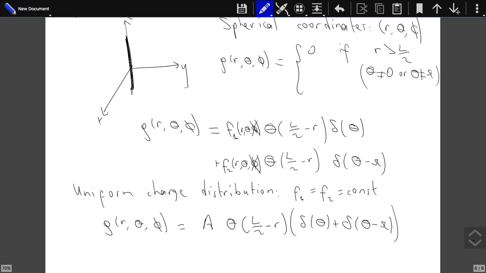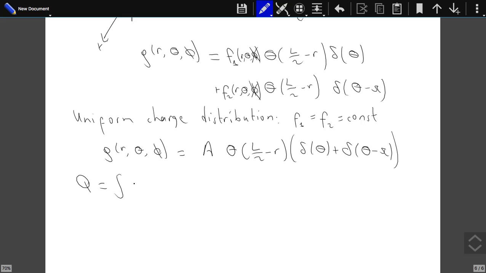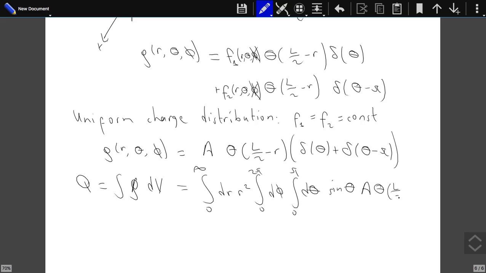Well, let's determine A. We have Q is equal to the integral of rho times dV. This is equal to, dV is dr r squared from 0 to infinity, d phi from 0 to 2 pi, d theta from 0 to pi times sine theta, times A times theta of L over 2 minus r times the Dirac delta of theta plus Dirac delta of theta minus pi.